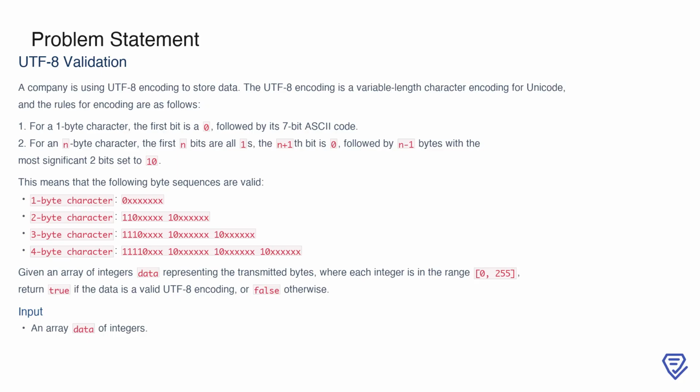For example, a 1-byte character follows the format 0xxxxxxx, while a 2-byte character uses 110xxxxx 10xxxxxx. Similarly, 3-byte characters use 1110xxxx 10xxxxxx 10xxxxxx, and 4-byte characters use 11110xxx 10xxxxxx 10xxxxxx 10xxxxxx. The task requires us to determine if a given list of integers, representing transmitted bytes, conforms to these rules and is valid UTF-8 encoding.